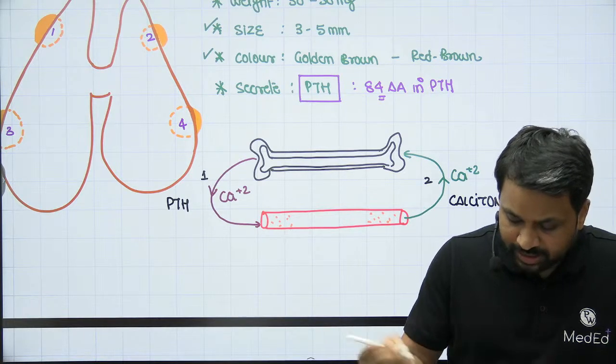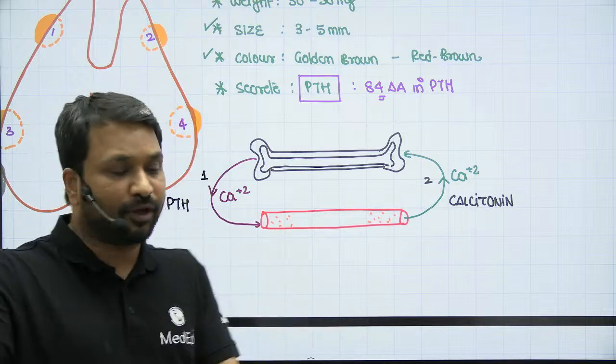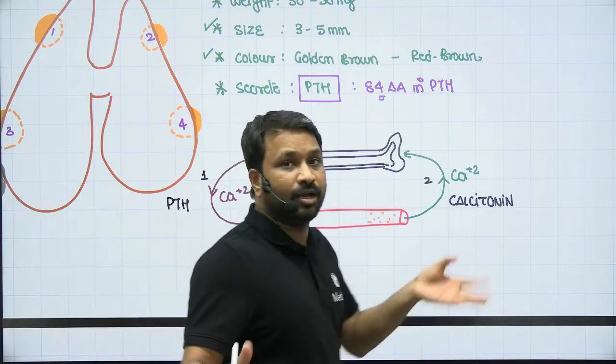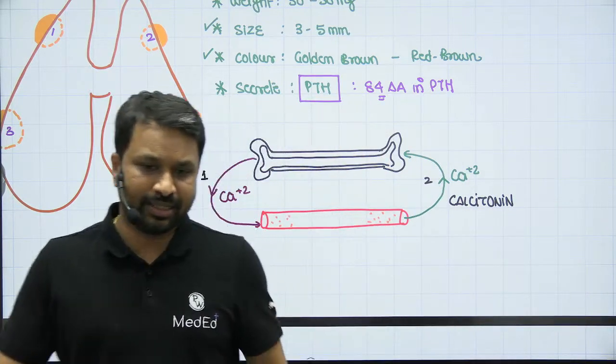So you remember our thyroid lecture, I told you the parafollicular C cells produce calcitonin. Their function is to take the calcium from the blood and give it back to the bone, hence maintaining the concentration of the calcium in both bones as well as in the serum levels.